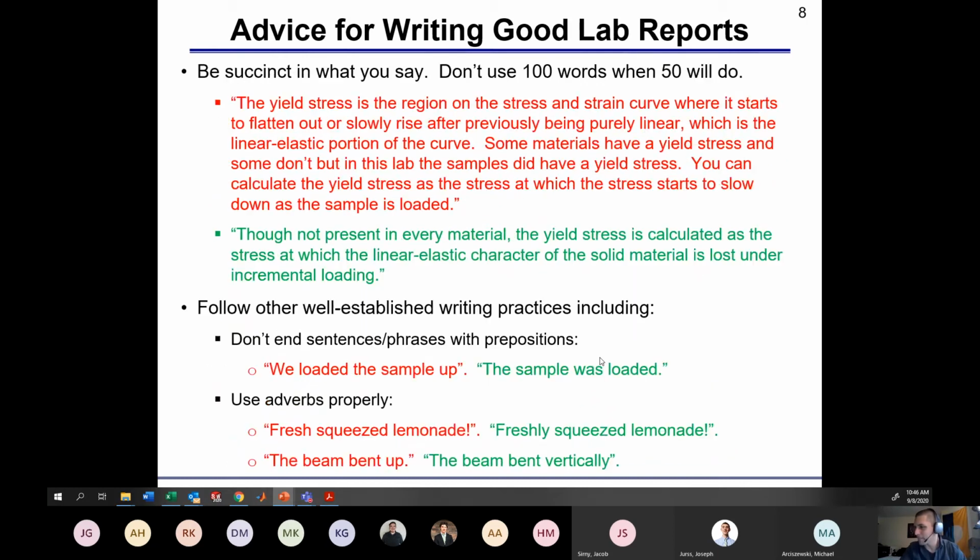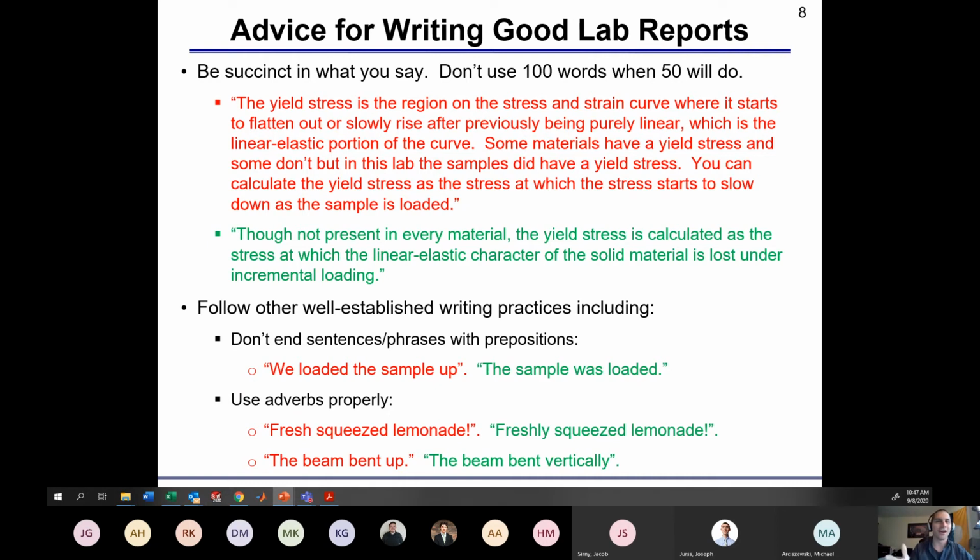Right? Be succinct. All right, I see this a lot with novice writing, is that people use a zillion words when you could just write one sentence. Okay, so here's an example. The yield stress is a region on the stress and strain curve where it starts to flatten out or slowly rise after previously being purely linear, which is a linear elastic portion of the curve. Some materials have a yield stress and some don't, but in this lab, the samples did have a yield stress. You can calculate the yield stress as a stress, which is a stress to, oh my gosh, I'm tired, okay?